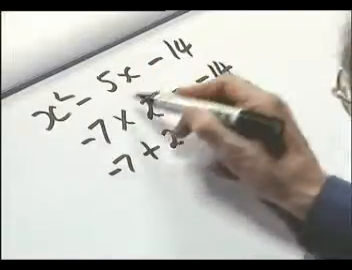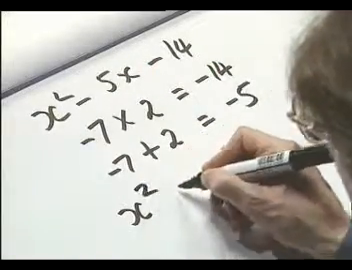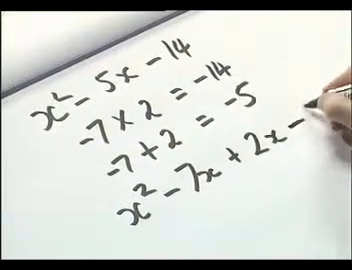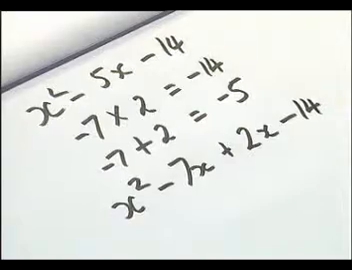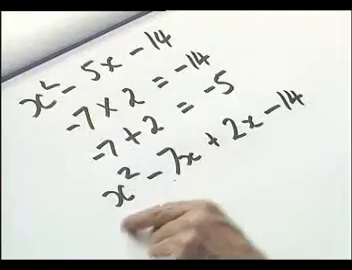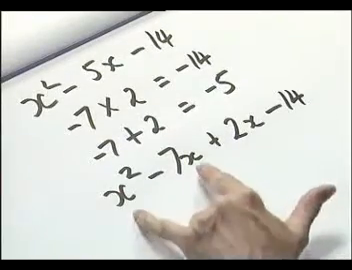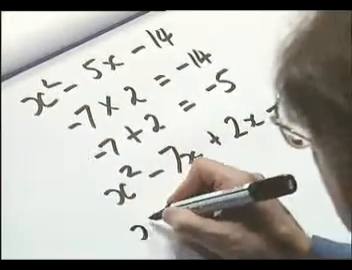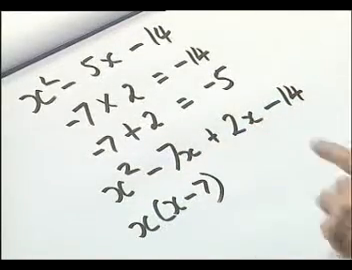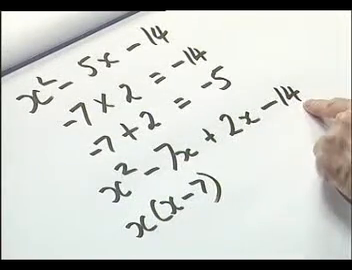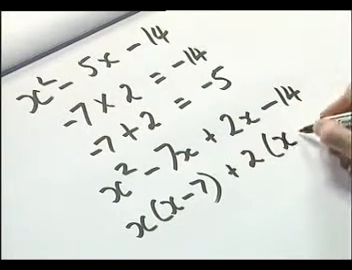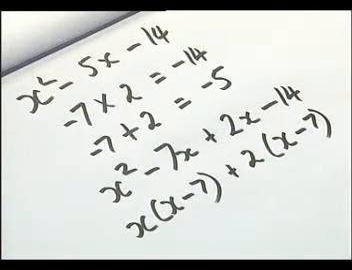So let's break down this minus 5x as minus 7x plus 2x. And let's not forget the minus 14 that we had. Again, let's look at the front two terms. Common factor, yes, it's x. Take that out. x minus 7. And here, a common factor of plus 2. Let's take that out, and x minus 7.